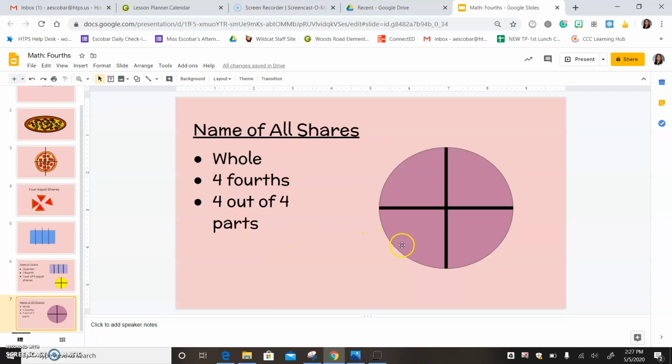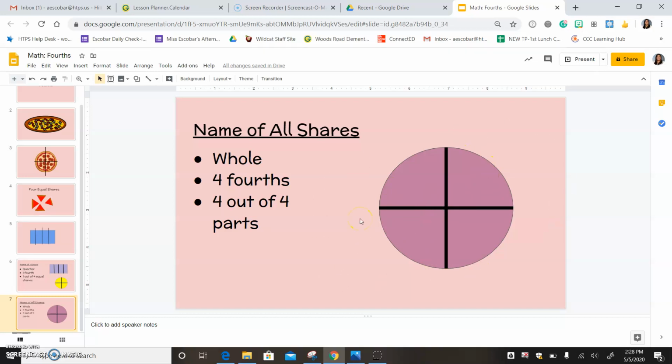I could also call the whole pizza, all four shares, one whole, or 4/4 because there are four slices of pizza. Or I could call it 4 out of 4 parts. So those are just the different names we can call the whole pizza.